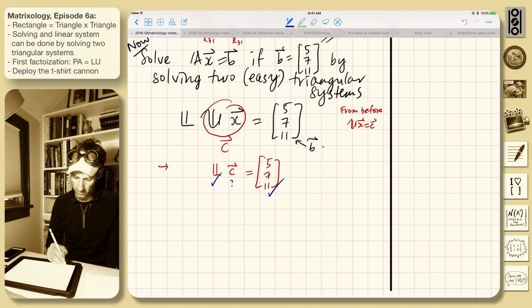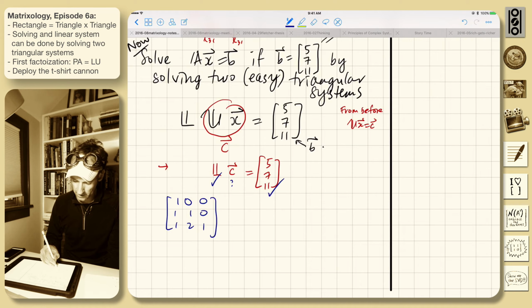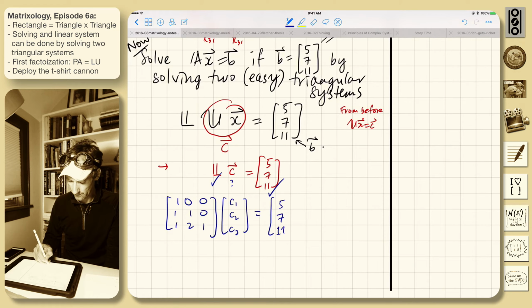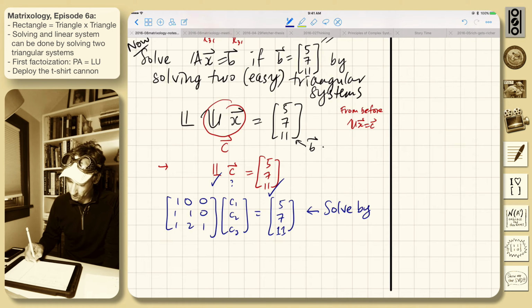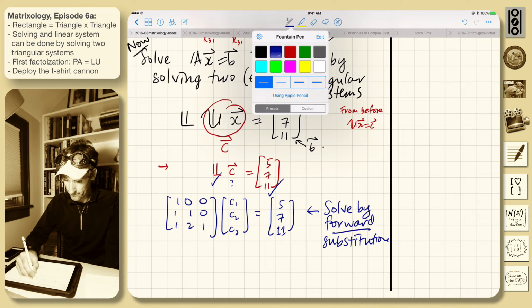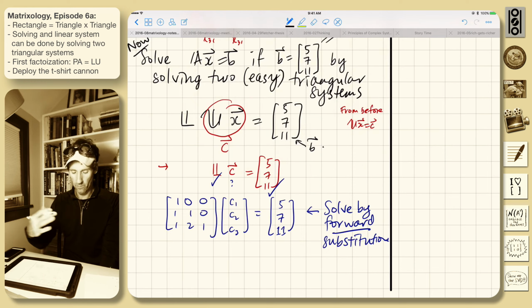So we would use, let's put things back in. So it's 1, 1, 1, 1, 2, 0, 0. We write it out just as we did with back substitution. This is going to be C1, C2, C3 in this case, equals 5, 7, 11. And we solve by forward substitution. It's lower triangular, forward substitution. Yes, great. So let's do it. So we start at the top and work our way down.